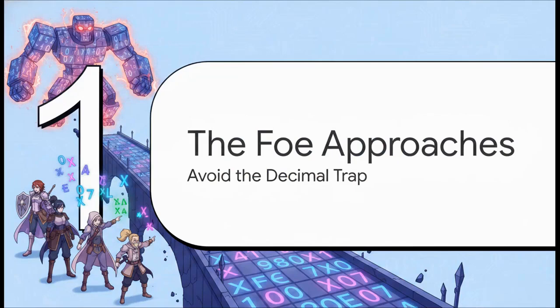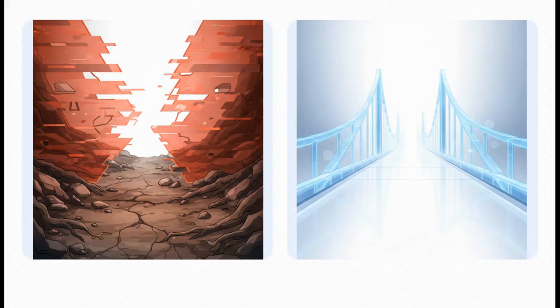Part 1. The foe approaches, and how we're going to avoid the decimal trap. Before we strike, we really need to read the battlefield. The immediate instinct for a lot of people is to fight this using standard base 10 math. Convert the octal number into decimal first and then into hex. But honestly, I've got to warn you, that is a super dangerous and just exhausting path to take.